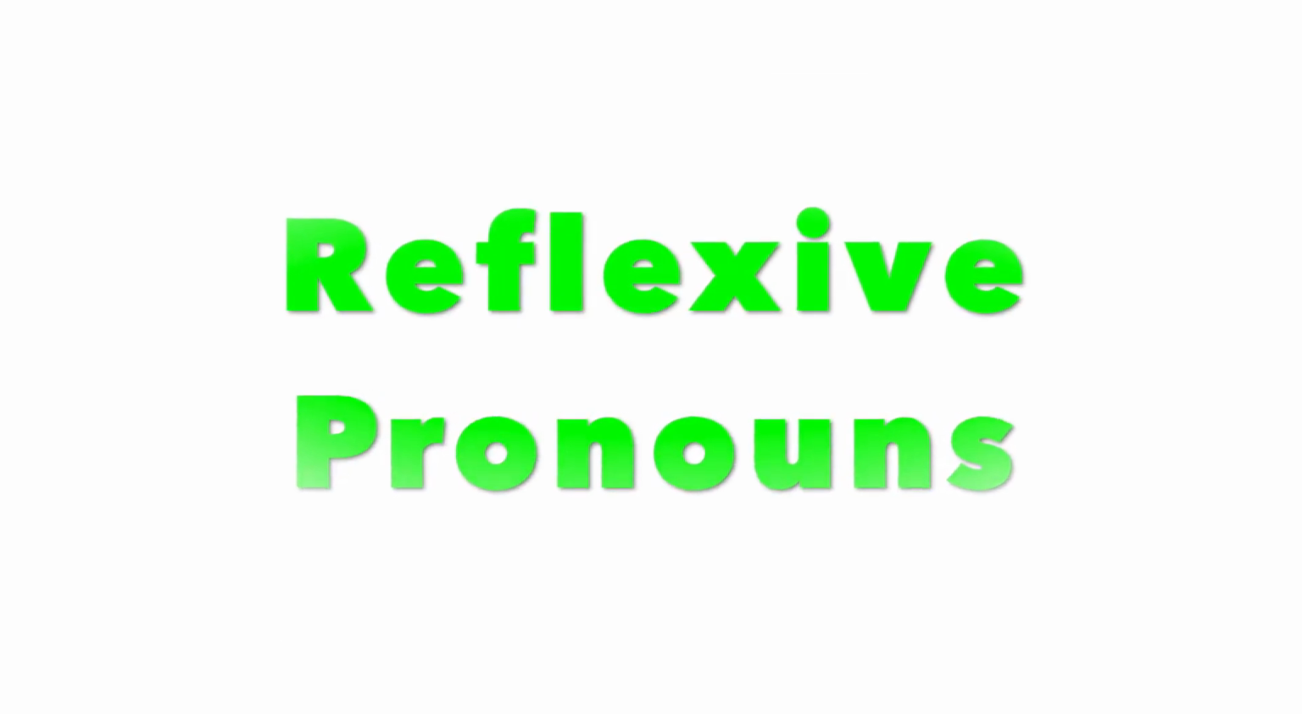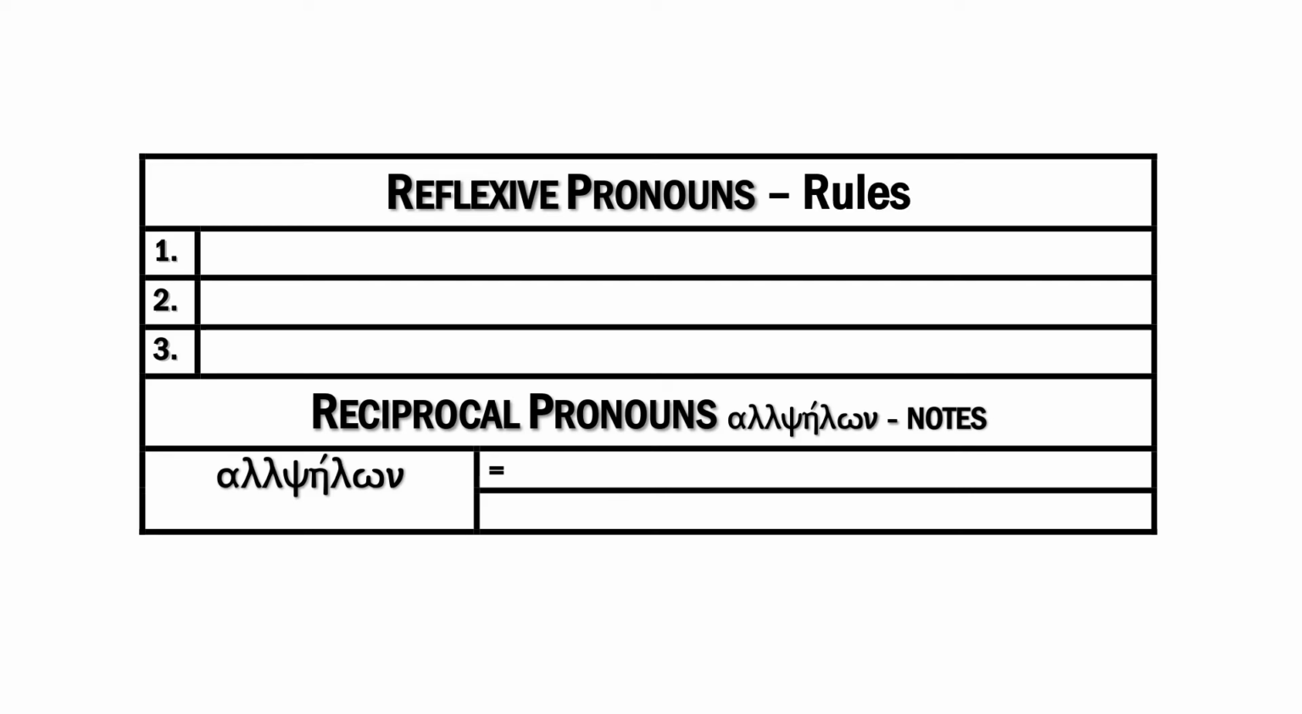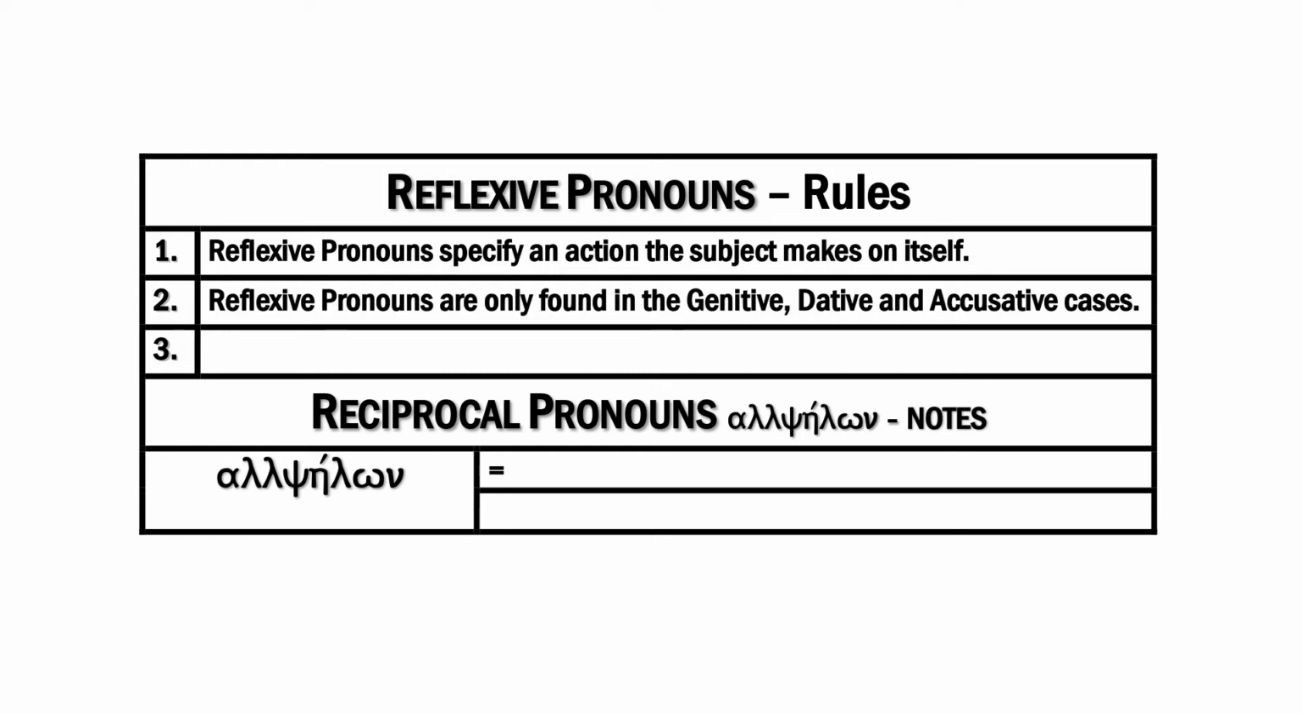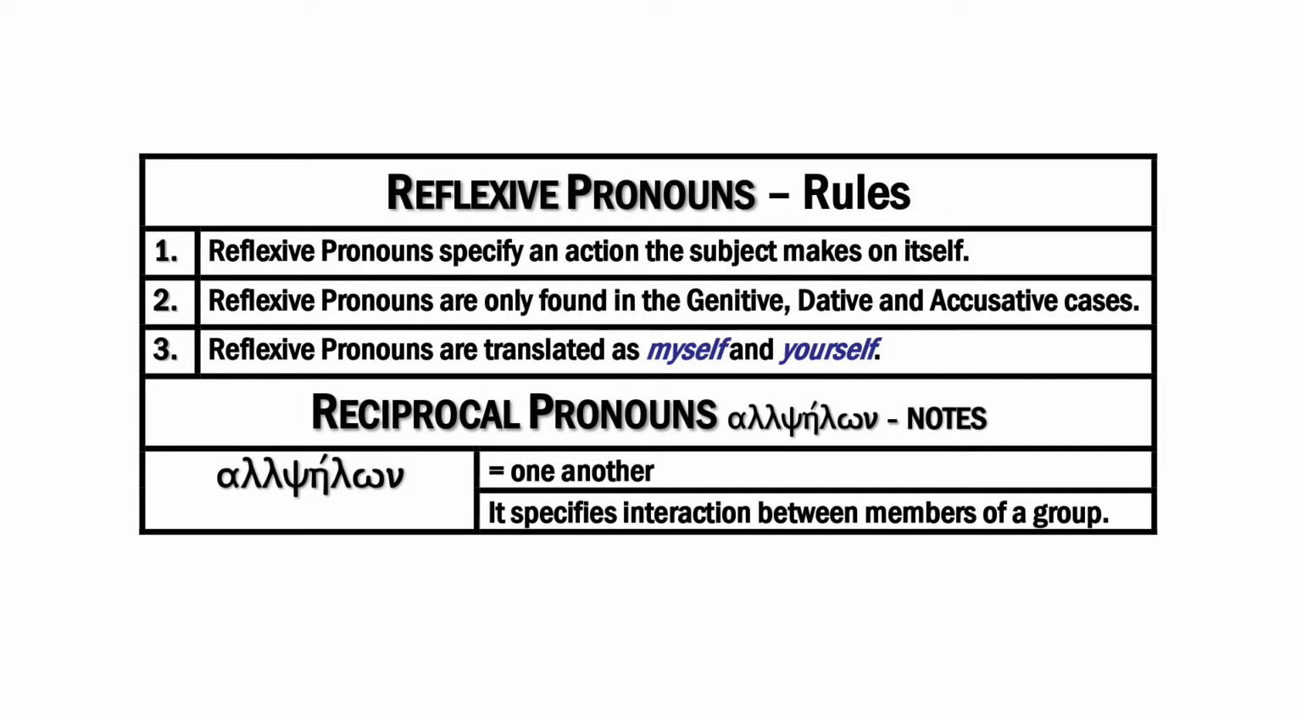Okay, let's dive right into reflexive pronouns. Here are some rules. Number 1, reflexive pronouns specify an action the subject makes on itself. Number 2, reflexive pronouns are only found in the genitive, dative, and accusative cases. Number 3, reflexive pronouns are translated as myself or yourself. And how about a couple rules for reciprocal pronouns? Allelon. You've had that as a vocabulary word for a couple weeks now. That means one another, and it specifies interaction between members of a group.